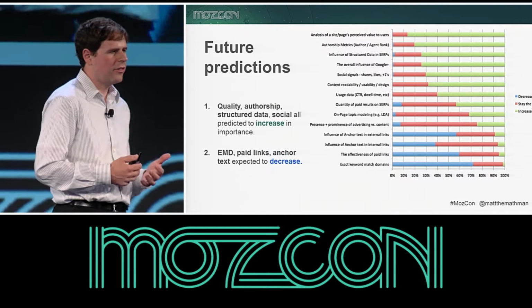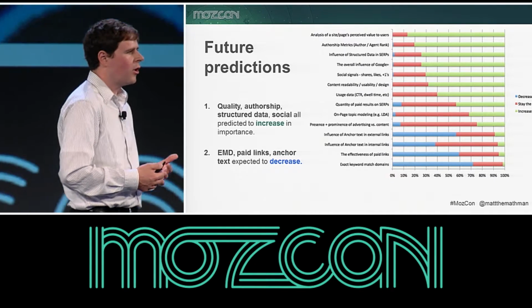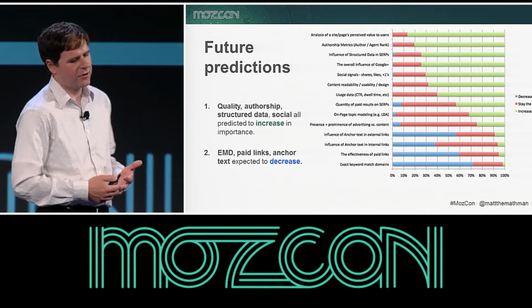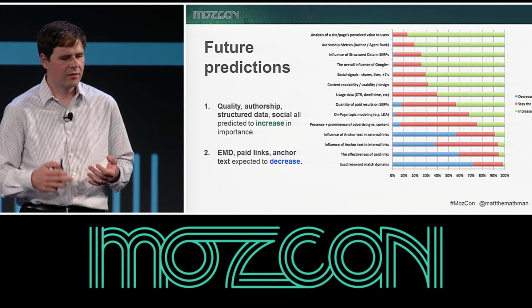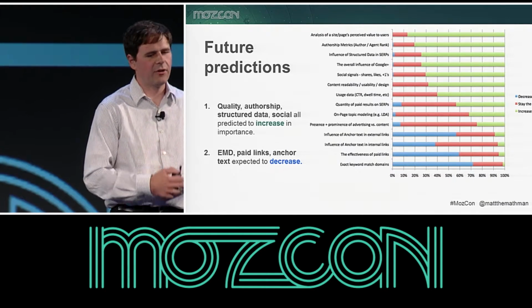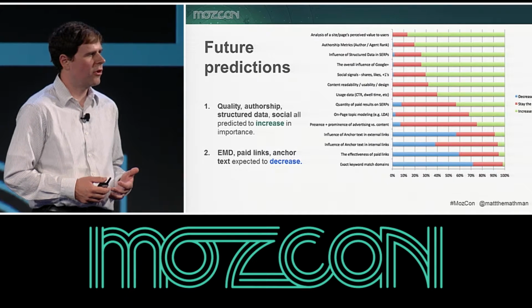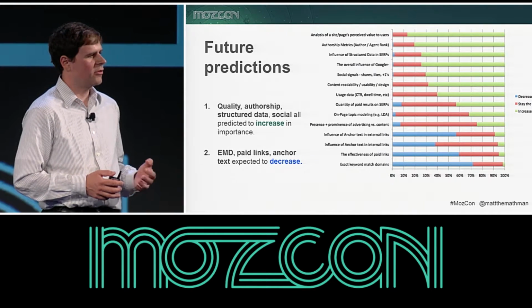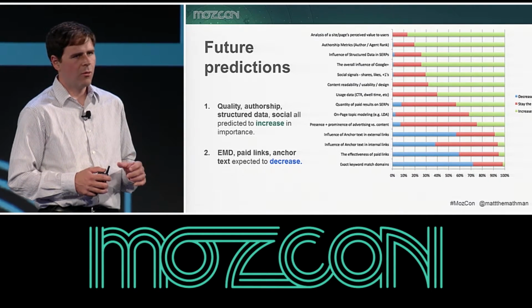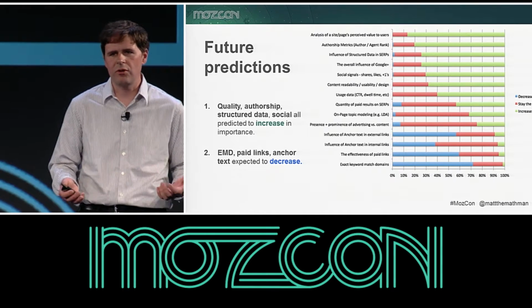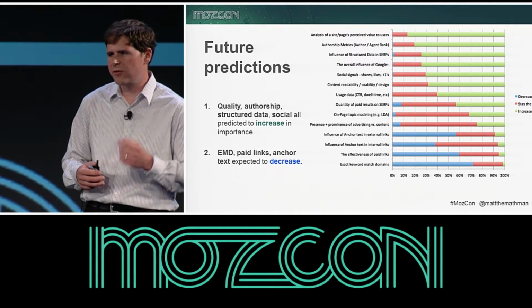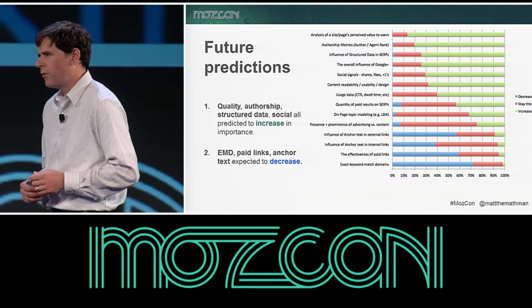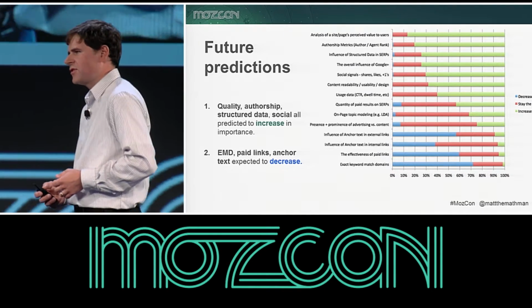The things that they all think will decrease in importance are traditional ranking factors: exact match domain, paid links, anchor text, all expected to decrease. And so SEOs are really predicting that there's going to be some shift between what we consider generally to be traditional ranking factors and these new types of signals. So with that, I'll say thank you and open it up to questions.